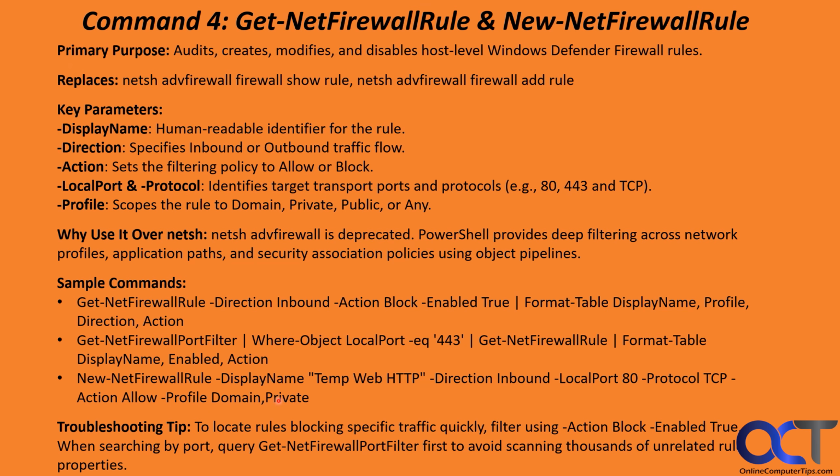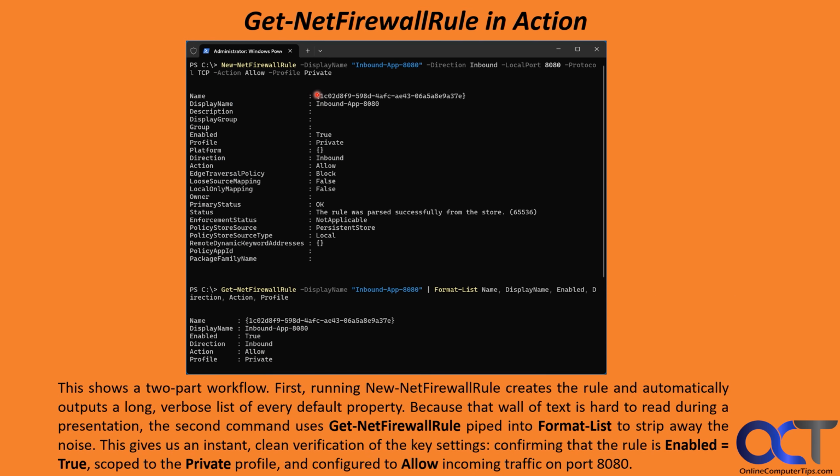In this case, it's domain and private. All right, so when it comes to troubleshooting this command, to locate rules blocking specific traffic quickly, filter using action block, enabled true when searching by port, and then query Get-NetFirewallPortFilter first to avoid scanning thousands of unrelated rule properties.